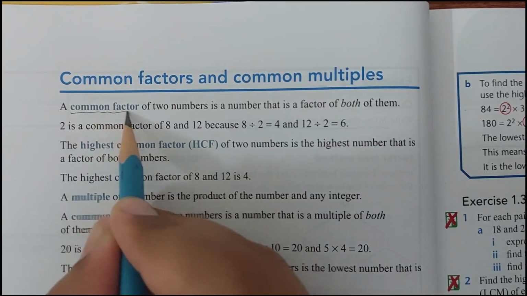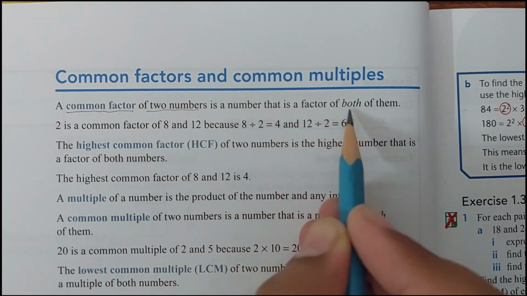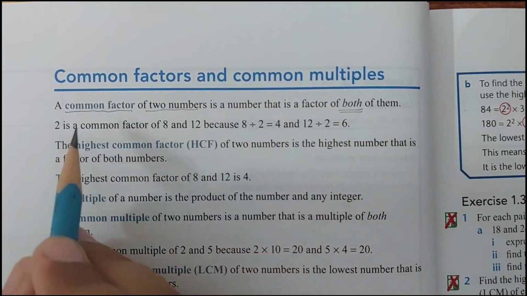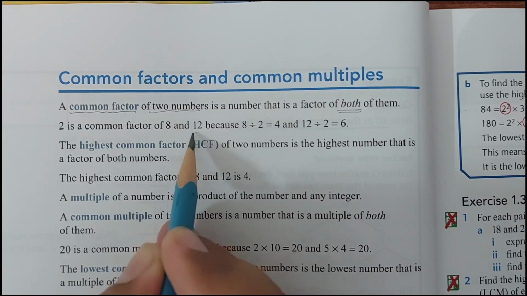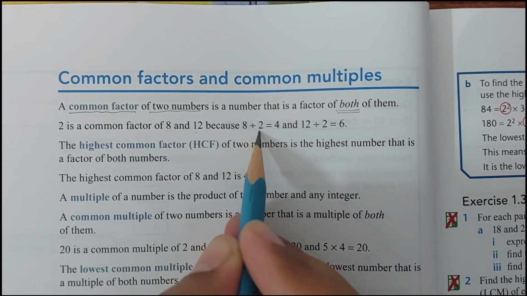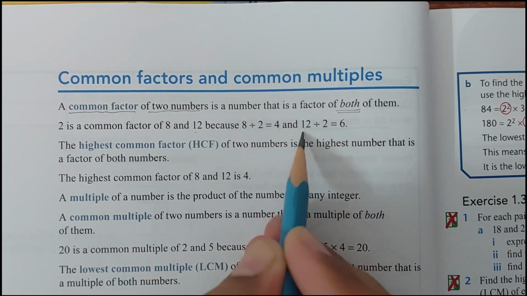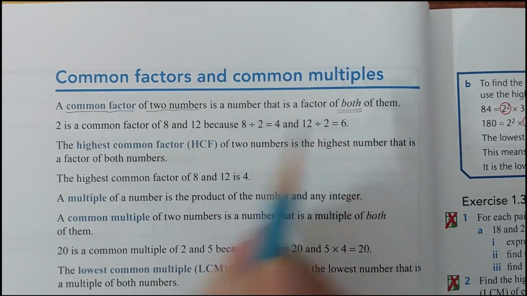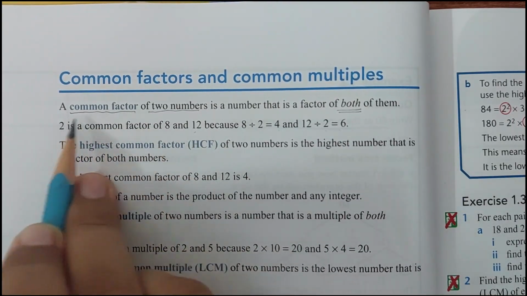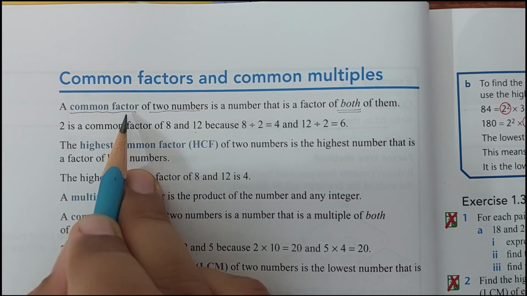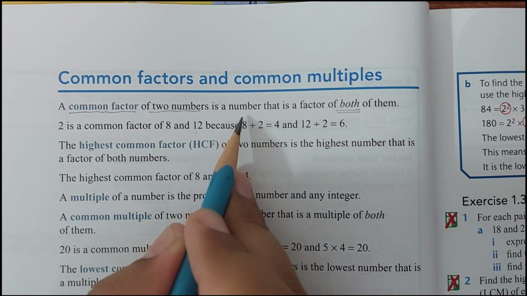A common factor of two numbers is a number that is a factor of both of them. For example, 2 is a common factor of number 8 and number 12. Why? Because 8 is divisible by 2. 8 divided by 2 gives you 4, and 12 is also divisible by 2. 12 divided by 2 gives you 6. So it means 2 is a common factor of these two numbers. So that is the example of a common factor. So the common factor of two numbers is a number that is a factor of both of them.